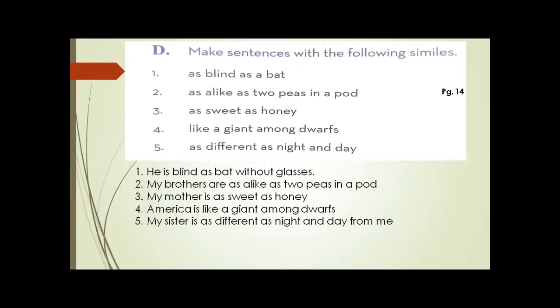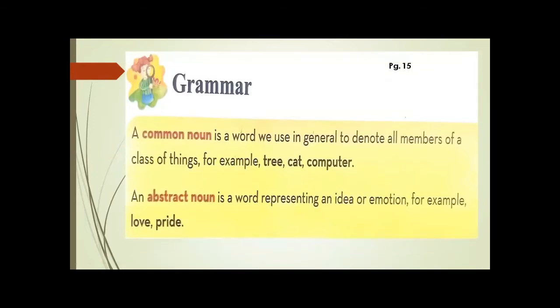Okay? Now we'll move towards our second topic, the grammar topic today. Our grammar topic is common noun and abstract noun. Before I discuss common noun and abstract noun with you, I'll review what nouns are. A noun is a word that names a person, animal, thing, or idea. You are very familiar with what a noun is. Nouns are classified into proper and common nouns. So I'll come now to common nouns.